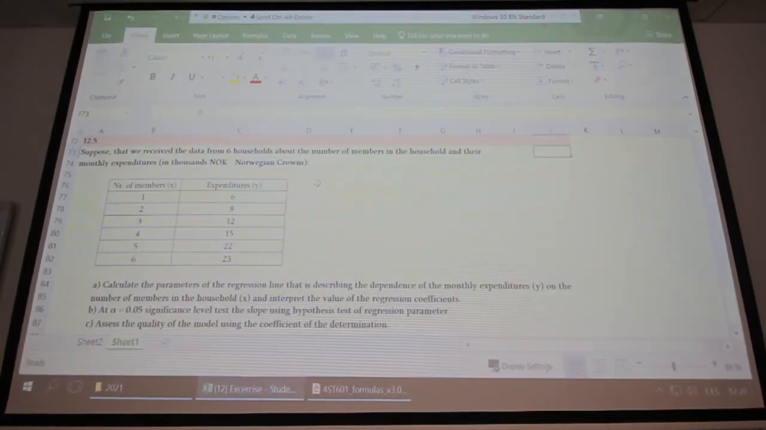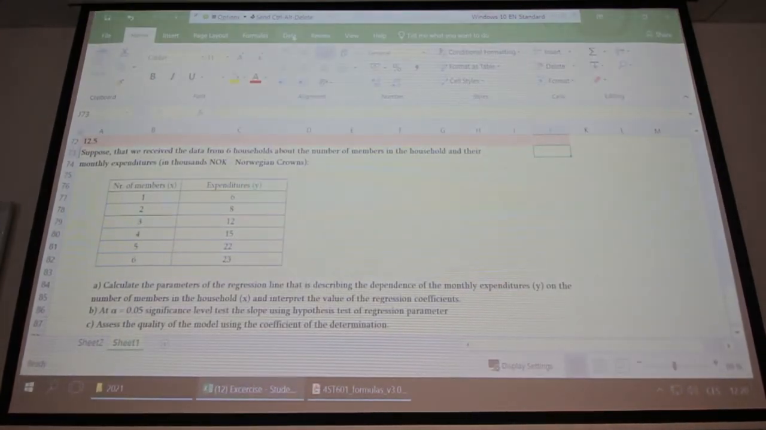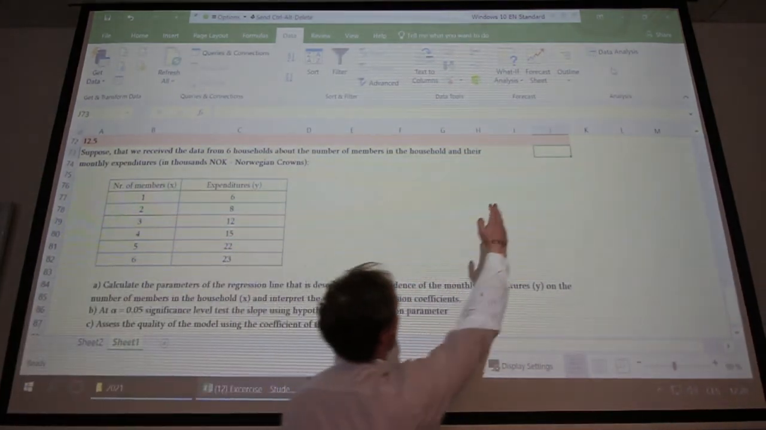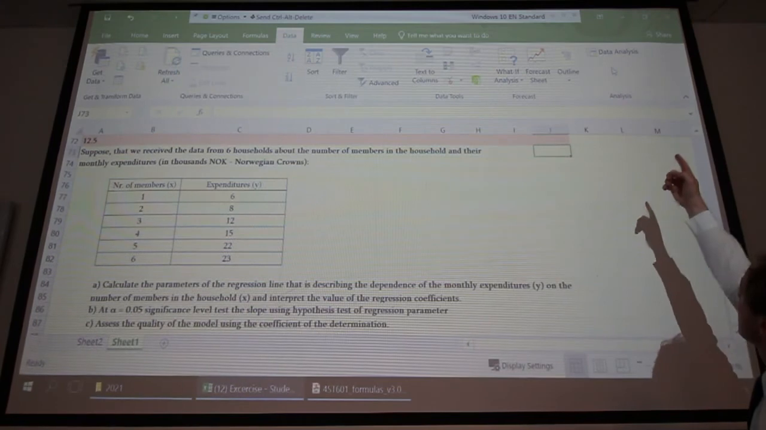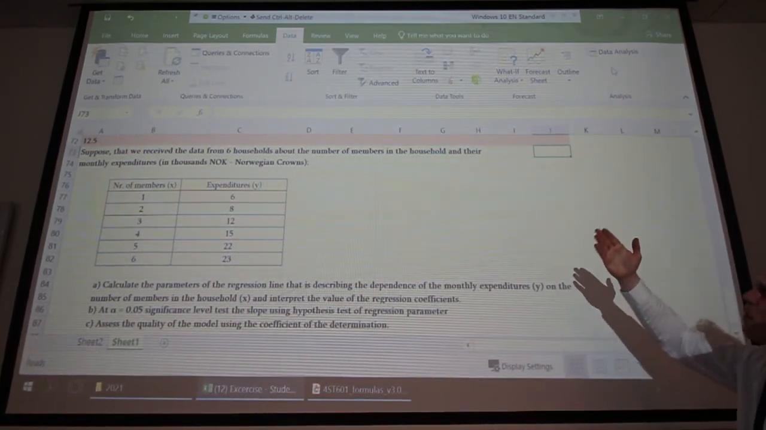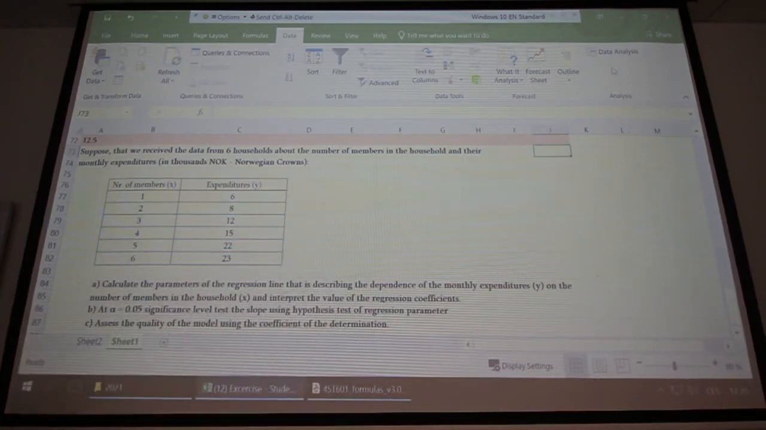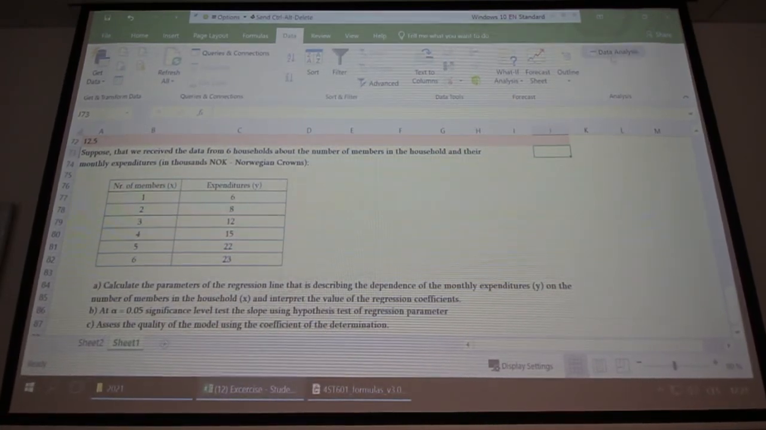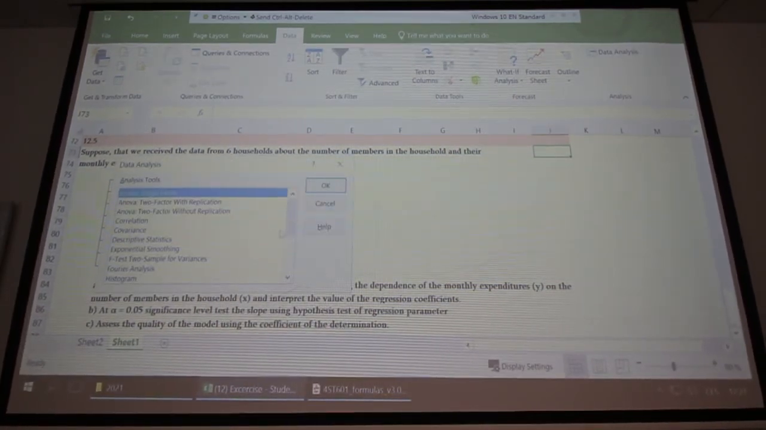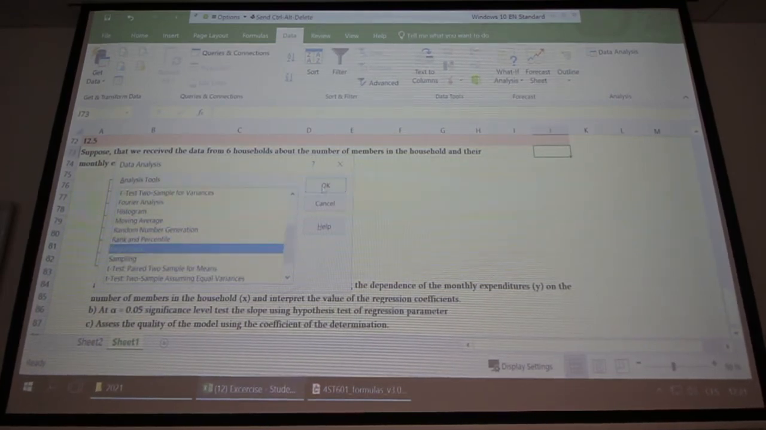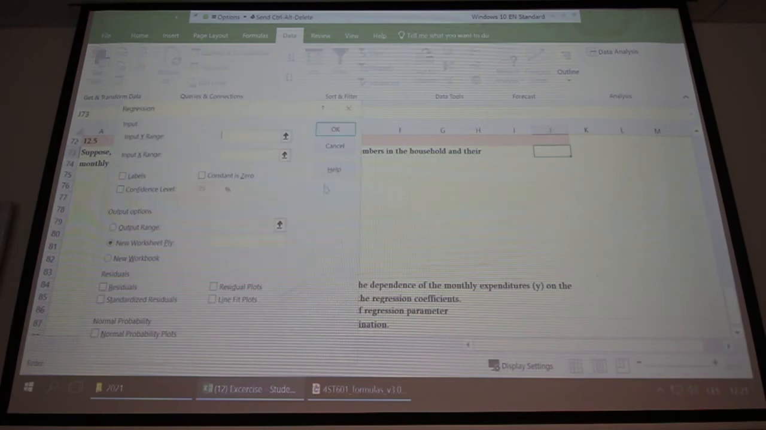At the beginning of our today's seminar, we already installed a special add-in, Data Analysis. So please select Data Analysis, and we will find Regression. Where is regression? Here. Please select Regression, okay.